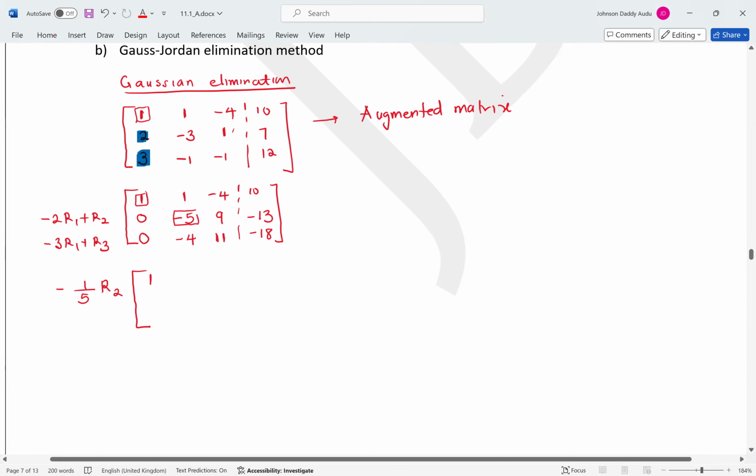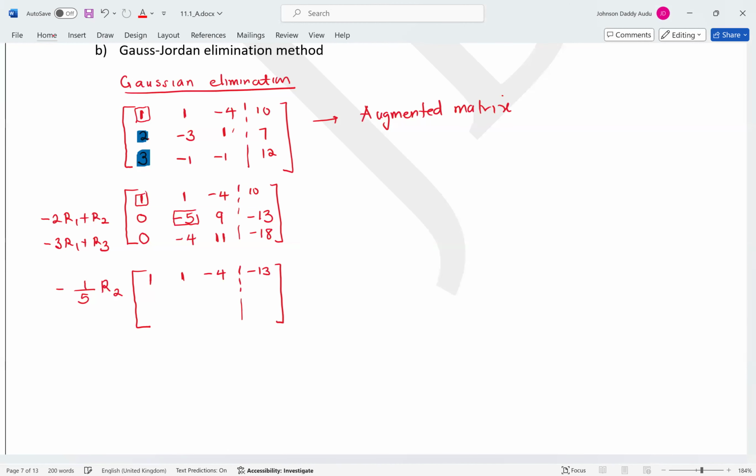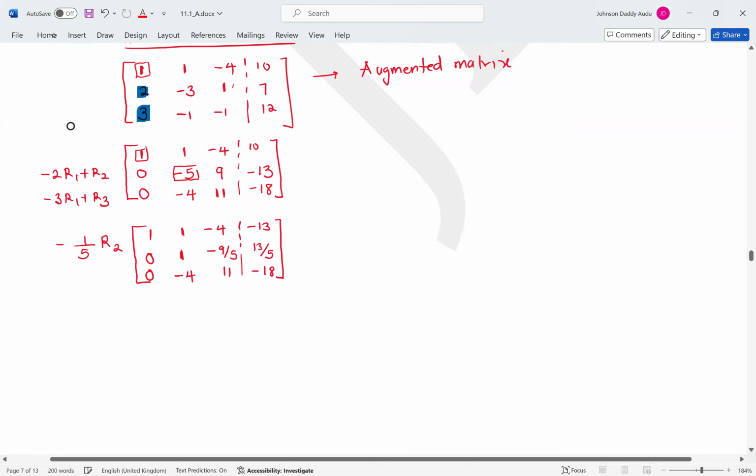So in this case, this is going to be 1, 1, minus 4, and 10 for row 1. This still remains. Here will be 0, here will be 1, and here will be minus 9/5, and then 13/5. And then we can just copy this one: 0, minus 4, 11, and minus 18. All right.